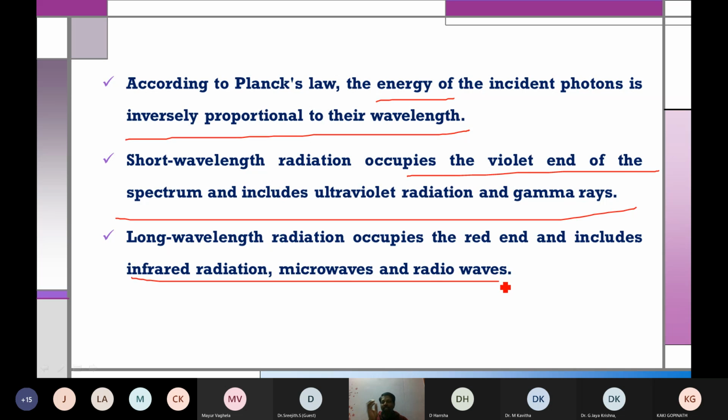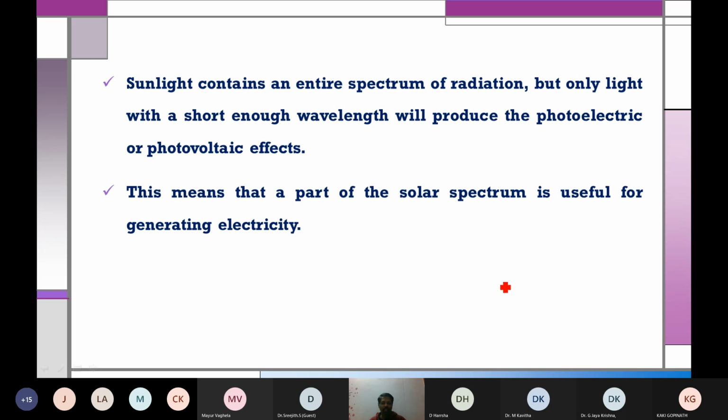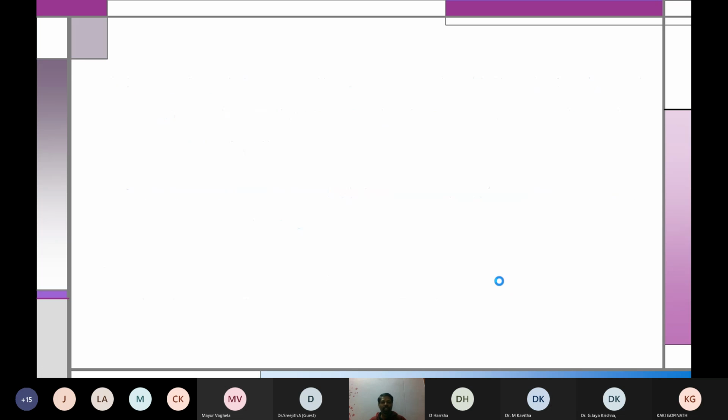So what is the minimum energy level required to emit an electron? Then we need to know that, because in between a lot of calculations were there. If all these radiations were converted into electric power, then it's well and good, right? It's perfect, but that won't happen. So I'll tell you why.